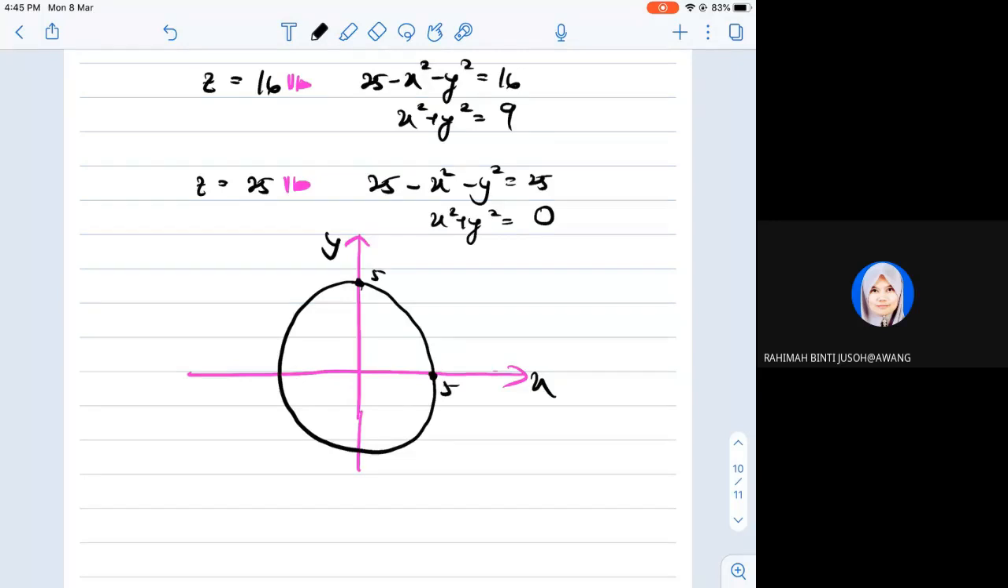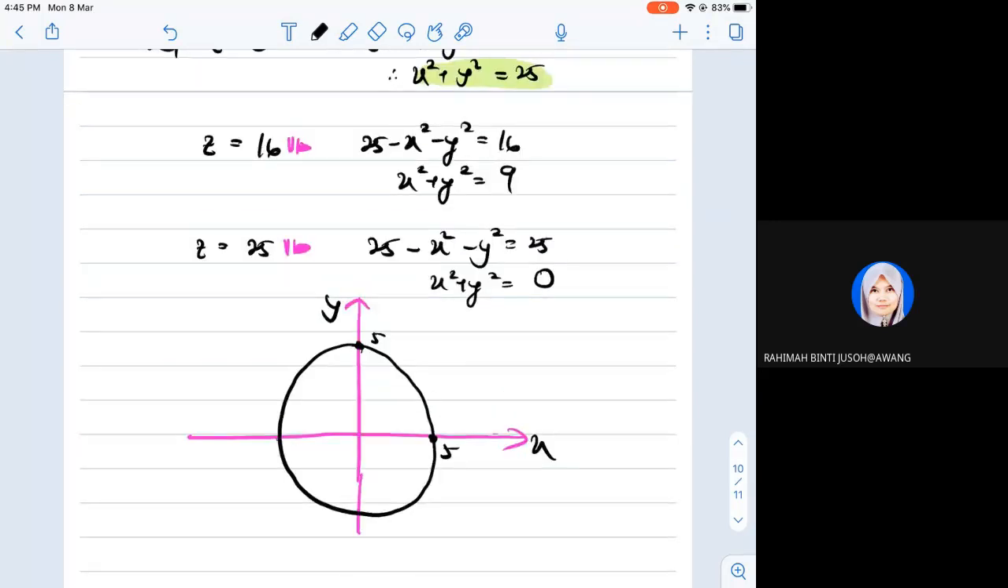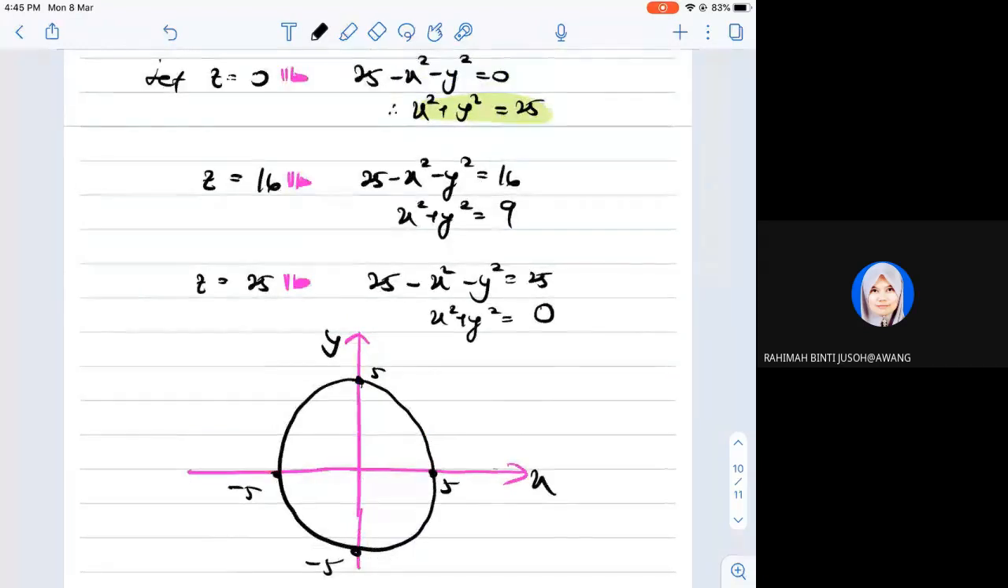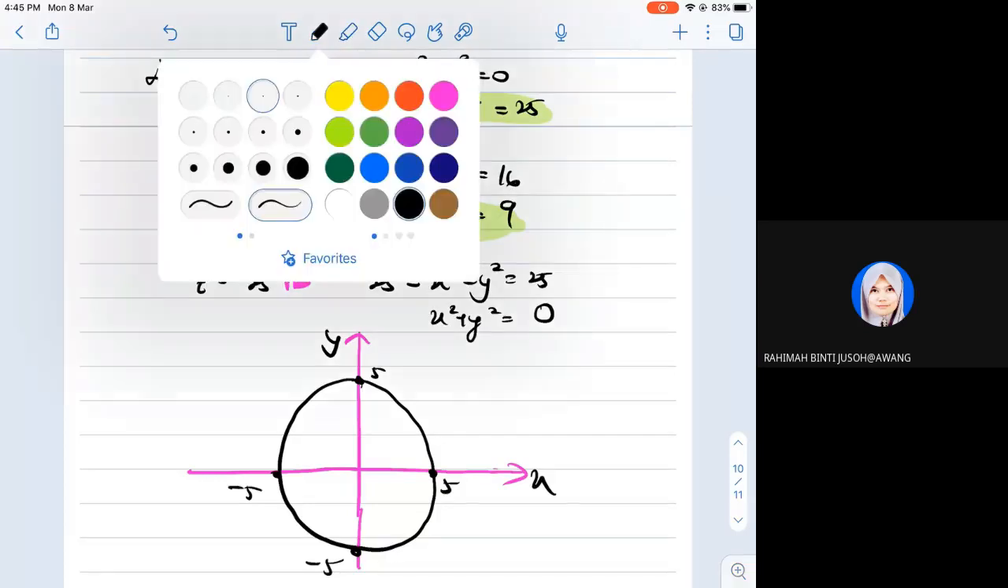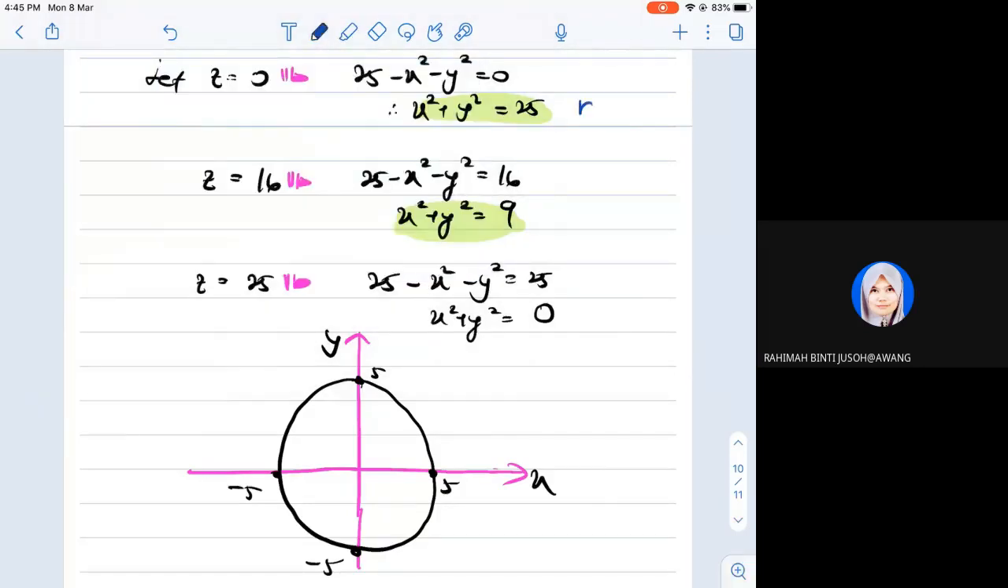Kat sini dia pun 5. Macam tu. Okay, kat sini negative 5 lah, of course. So here negative 5. And then the second circle, when Z equals to 16, we have a circle. Right now in this case, this radius equals to 5. And in this case, the radius equals to 3. So the second circle should be smaller than the first circle, isn't it?